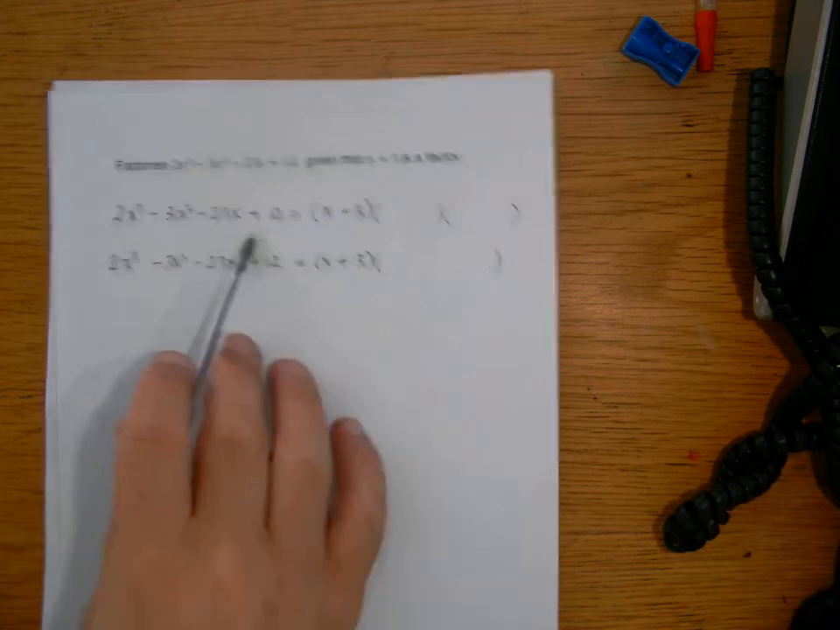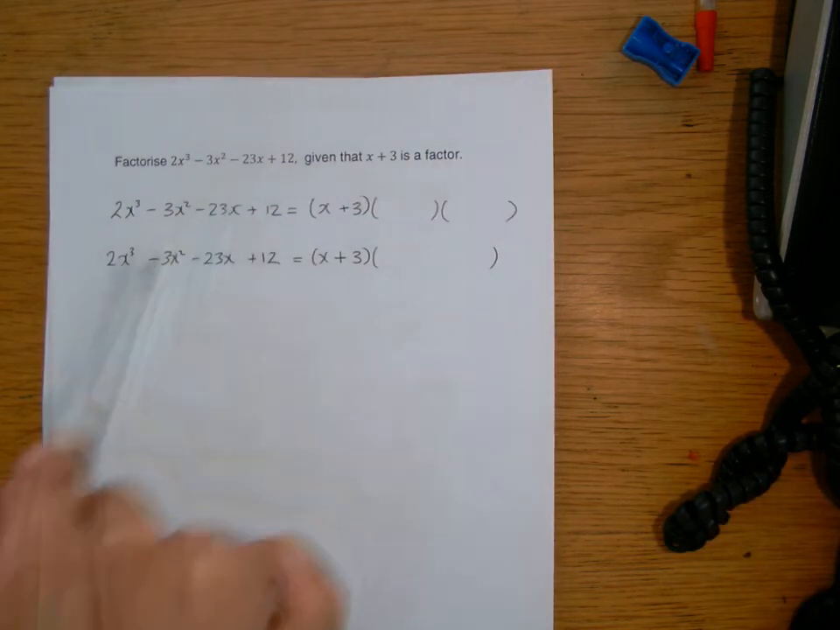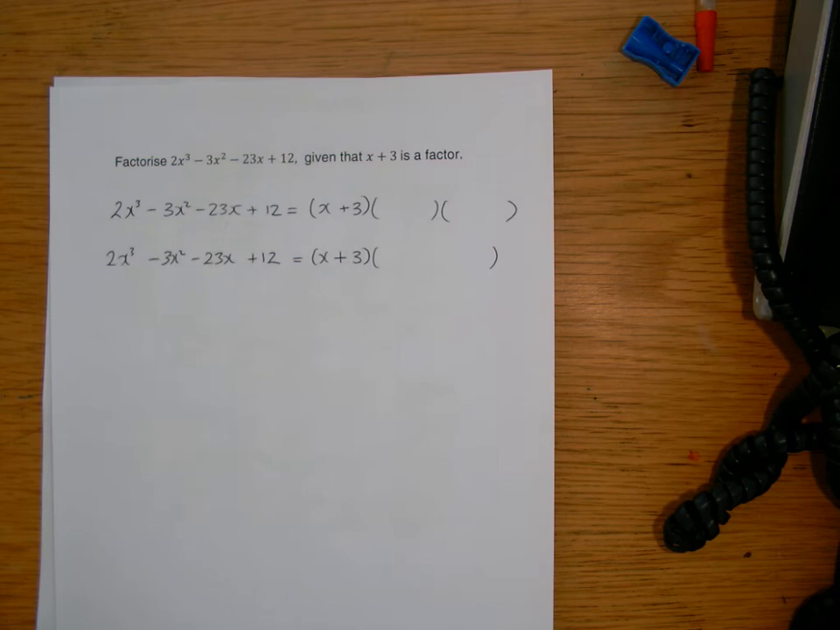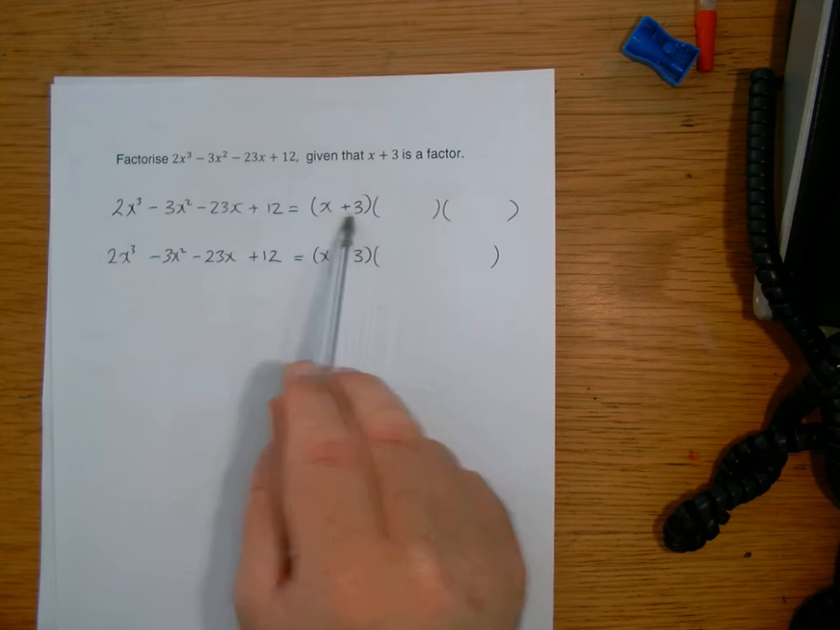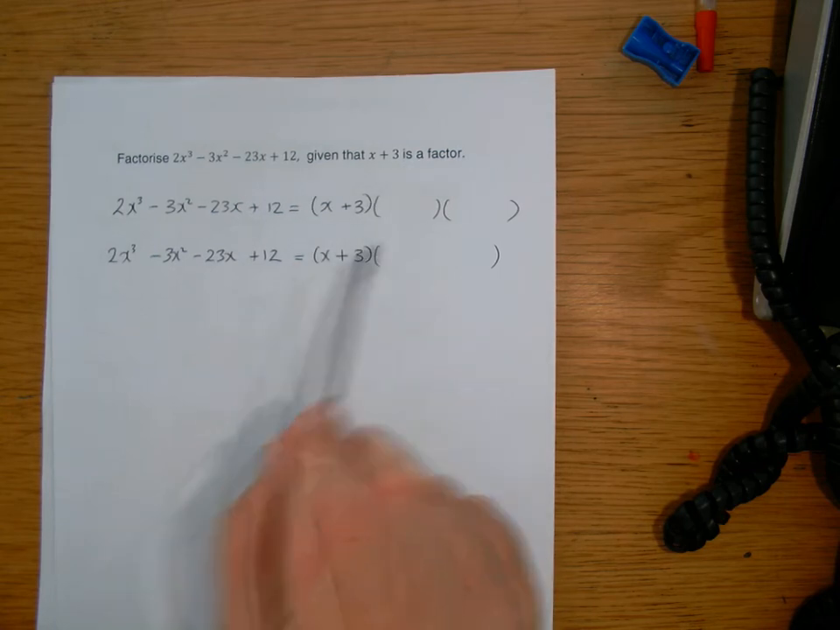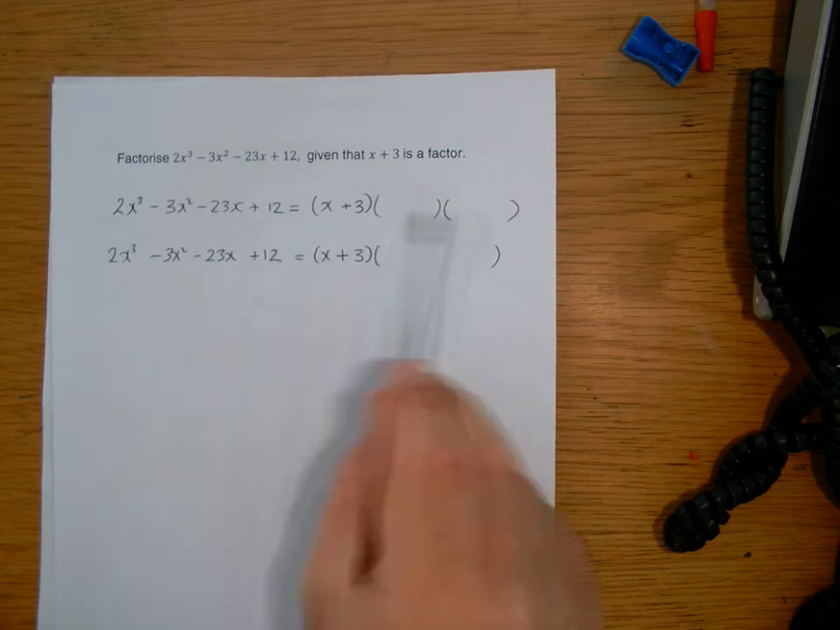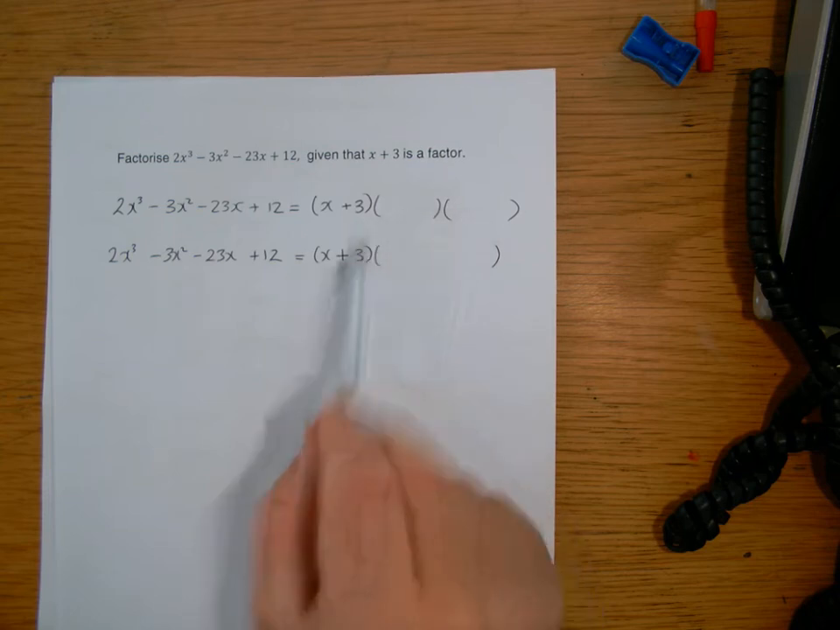Okay, so this time I've got to factorise 2x cubed minus 3x squared minus 23x plus 12, given that x plus 3 is a factor. So again, we're going to expect it to be 3 brackets. The first bracket I know is x plus 3 because of the given factor. So we've got to work out then what the other 2 brackets are.